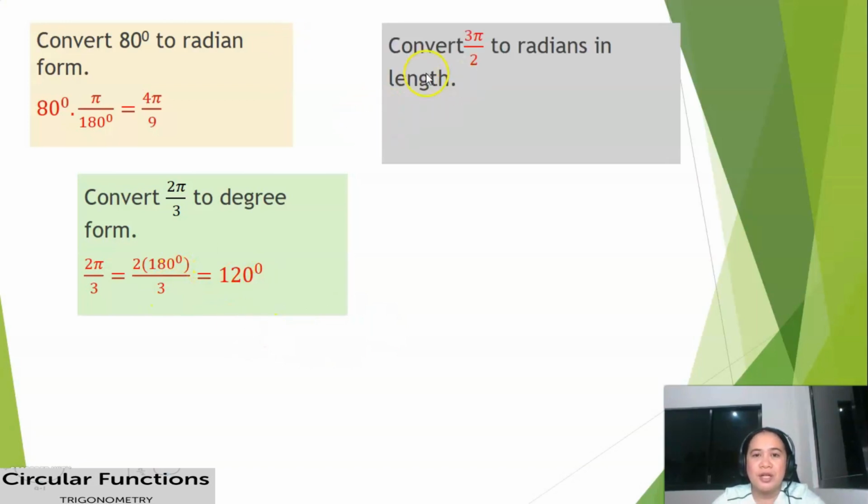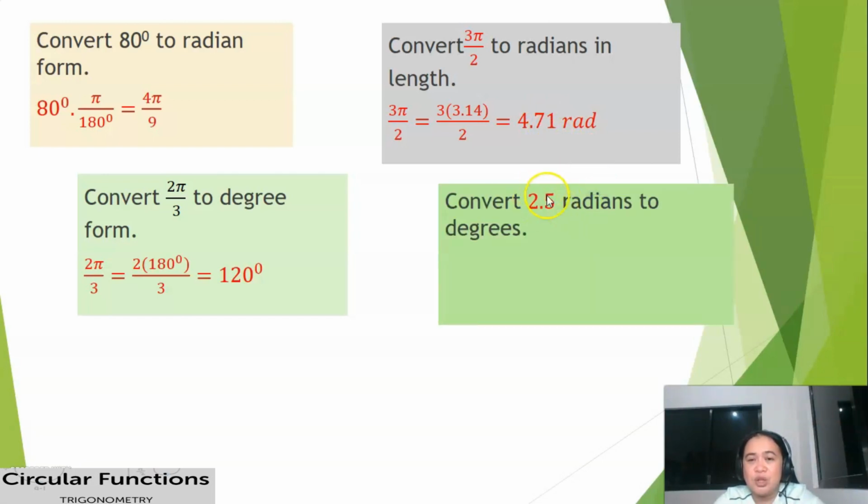Another, convert 3 pi over 2 to radians in length. So with this, that would be 3 pi over 2. Our pi here would be 3.14, over 2. So we will have 4.71 radians. Take note of that.